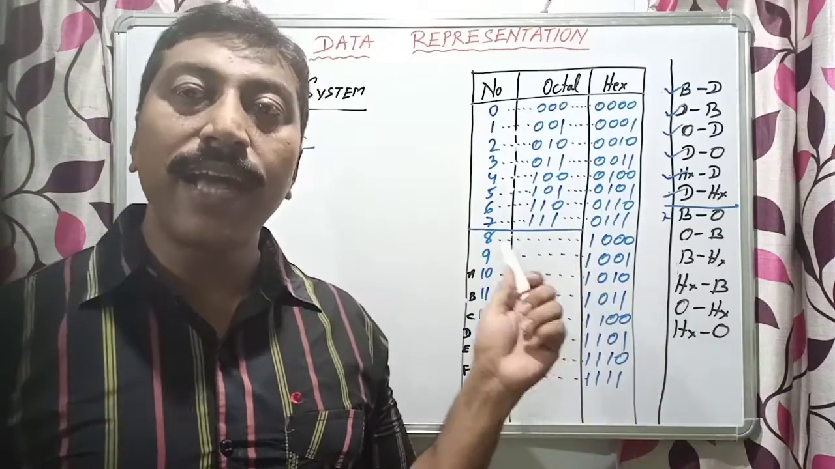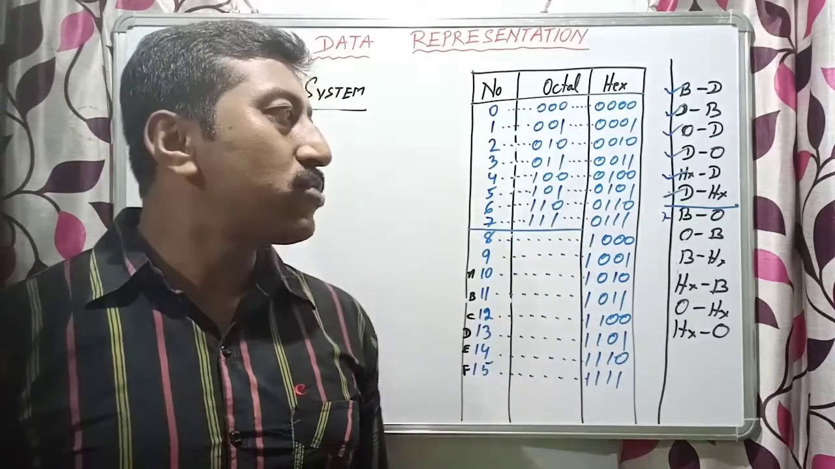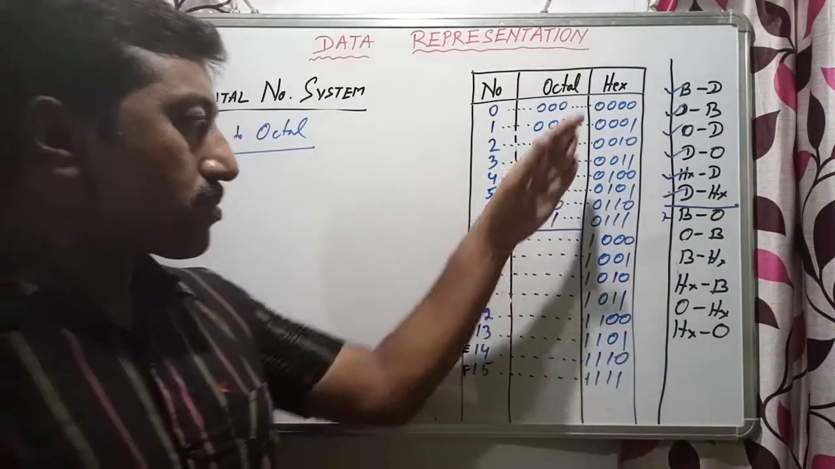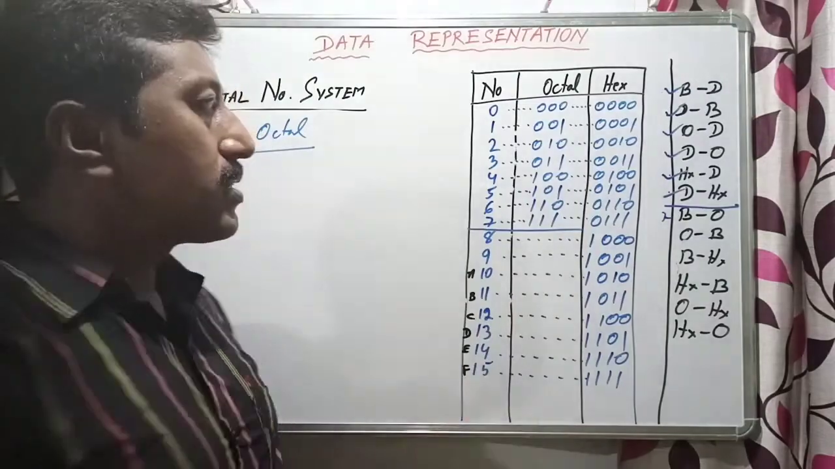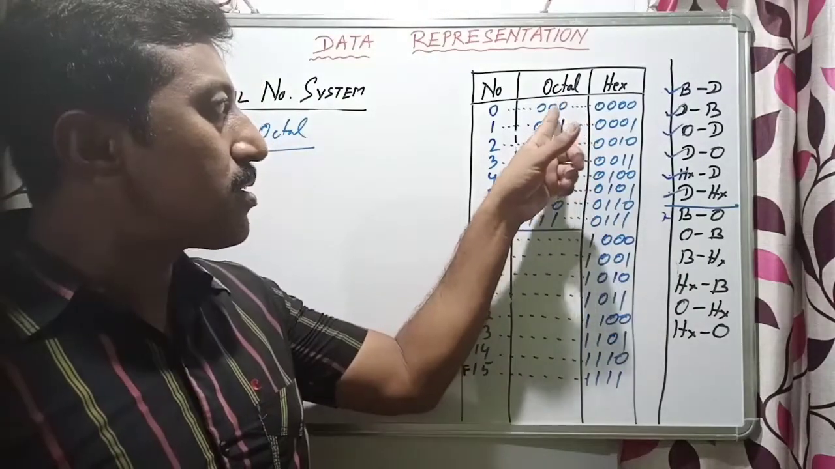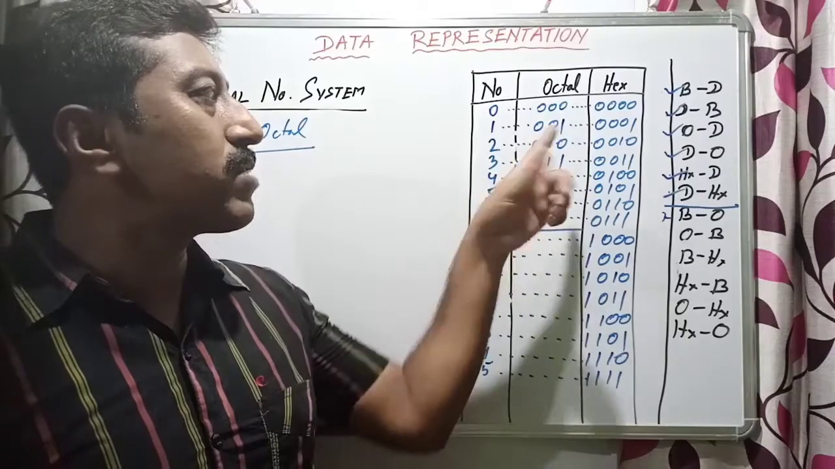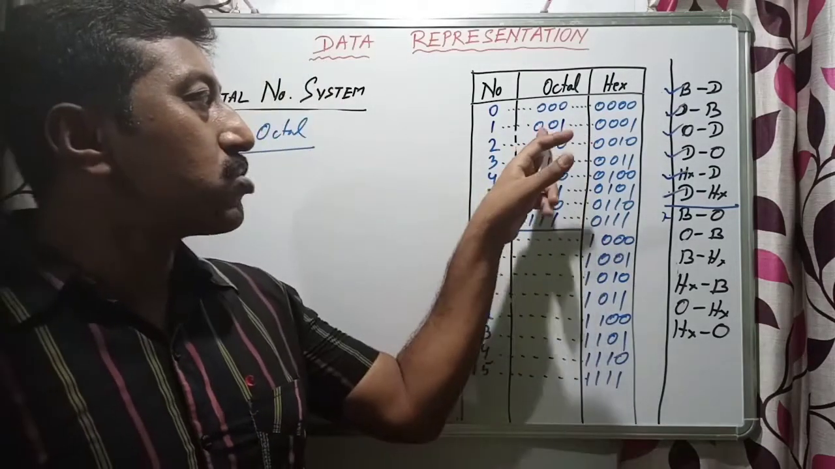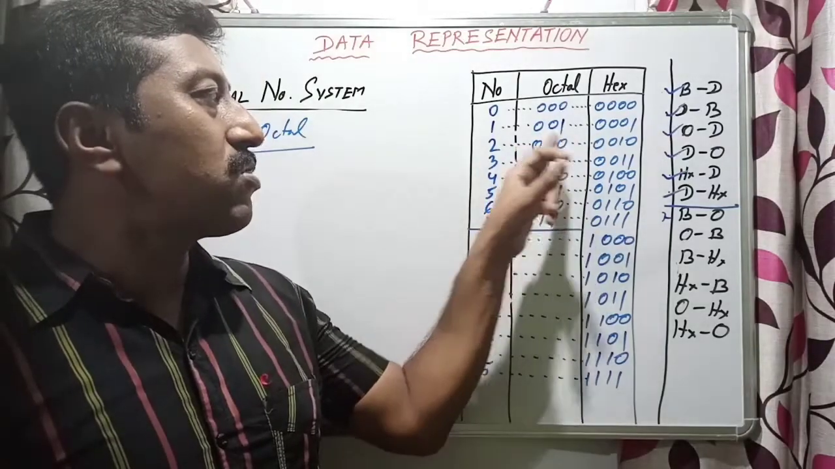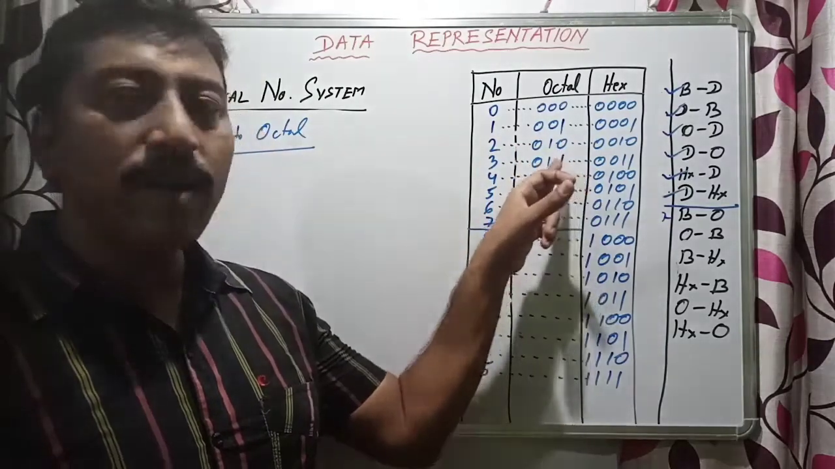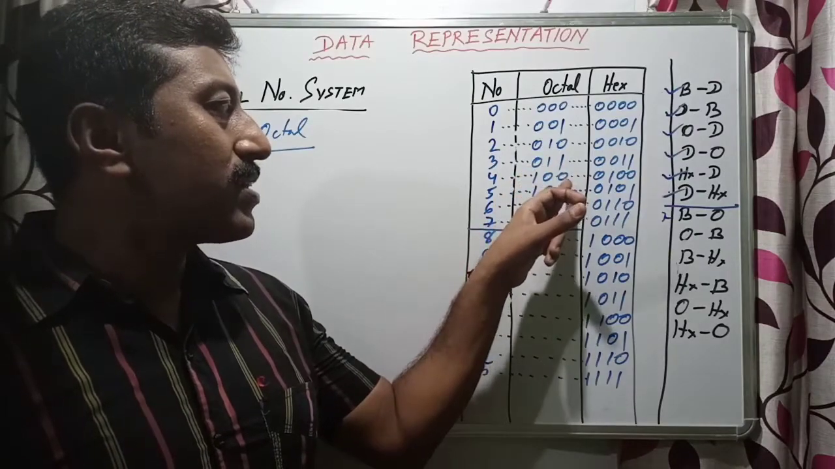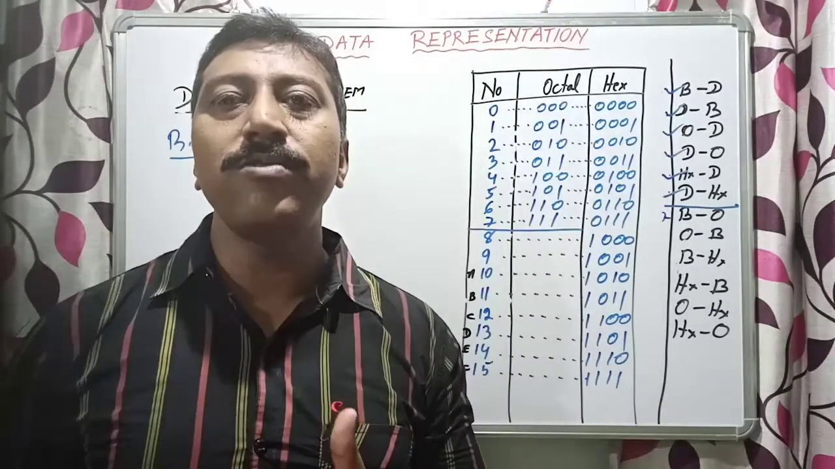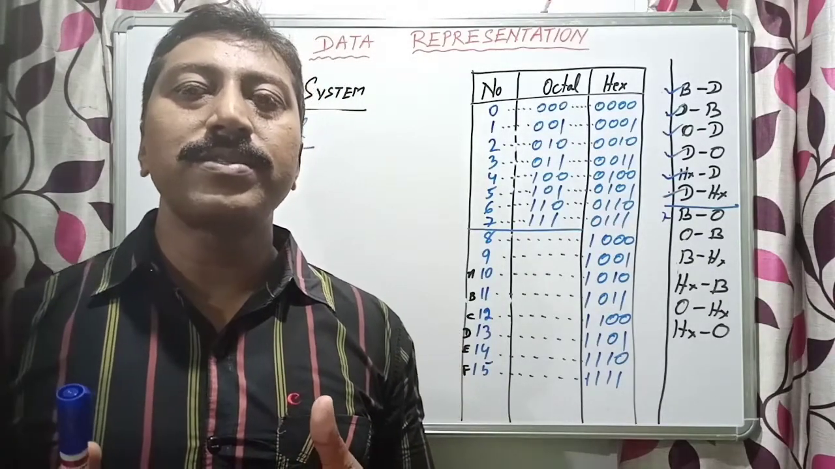This table will help you to convert binary to hexa, hexa to binary, octal to binary, and binary to octal also. It is a very easy table. See the trick I am telling you. Once you remember, this is 000, after 000 the next number is 001, then 010, then 011, then 100, then 101, 110. Because you have to take the next higher value each time.